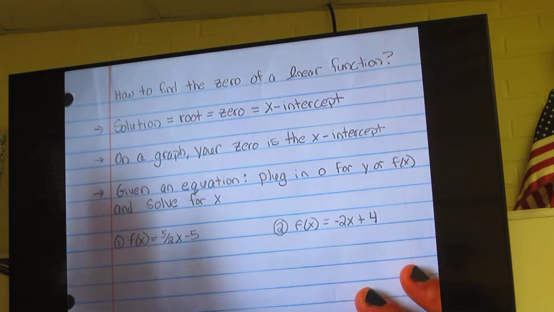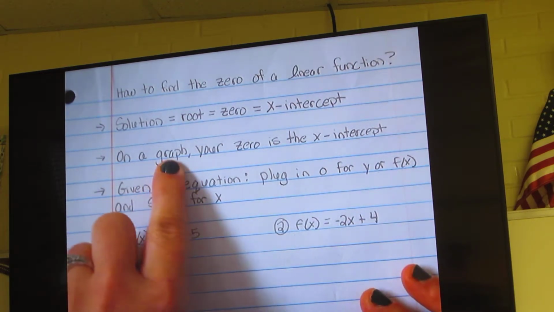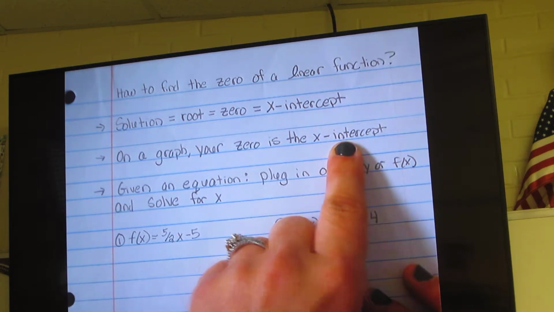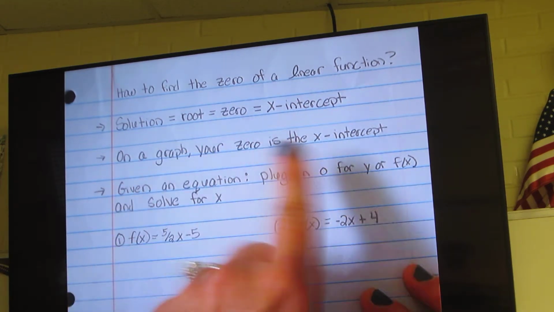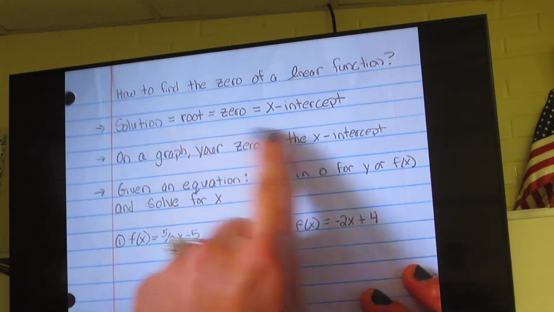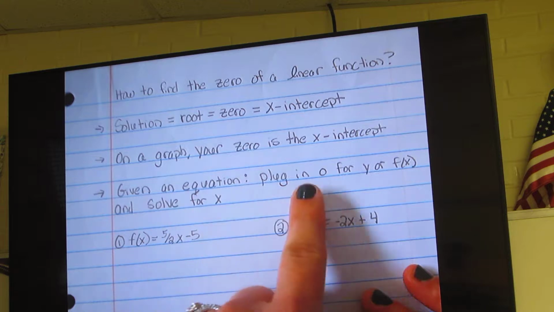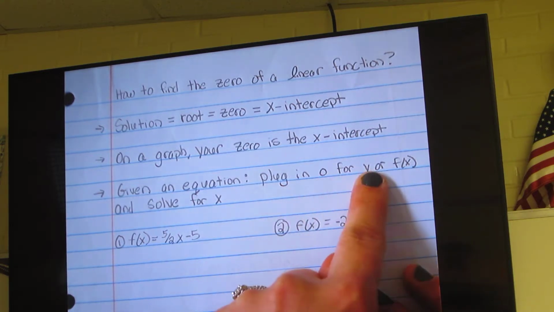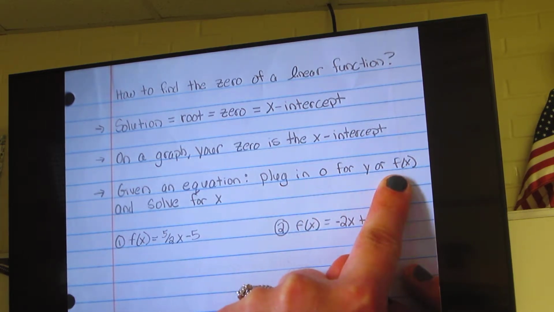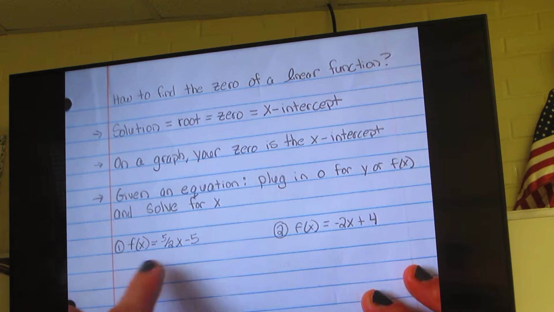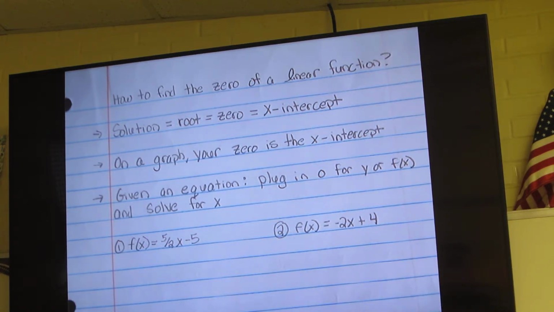So if they ask you for the zero and they give you a graph, then your zero is simply the x-intercept. Where does it cross the x-axis, okay? So if you're given a graph and they ask you for the solution, the zero or the root, it's the x-intercept. Now, given an equation, simply plug in 0 for y or f of x, whichever one they have written there, and solve for x, because that's your solution. Which is, if y is 0, that's your x-intercept, okay? That's what an x-intercept means. What is x when y is 0?